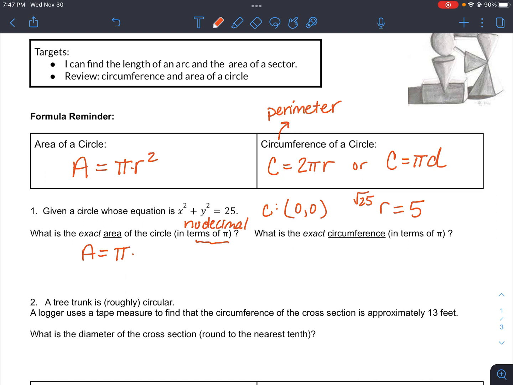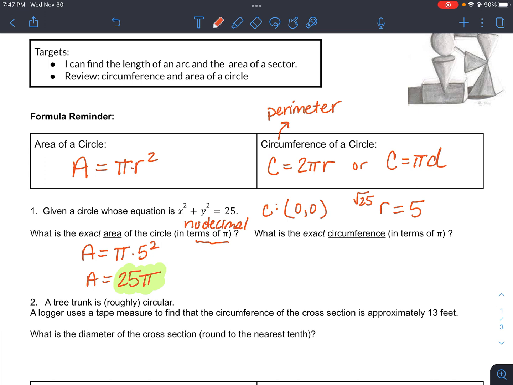So pi times 5 squared. And typically when you see this, they'll leave the number in front of the pi. So when it says leave it in terms of pi, this is exactly what we're looking for. No decimal. Do not multiply the 25 and the pi out, and just leave it alone.